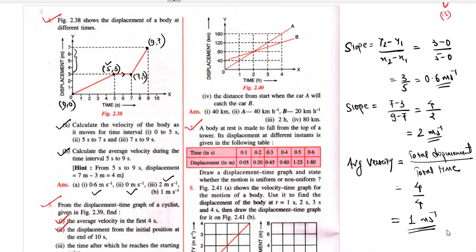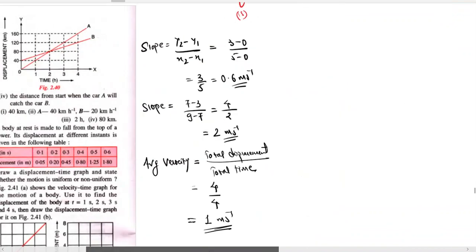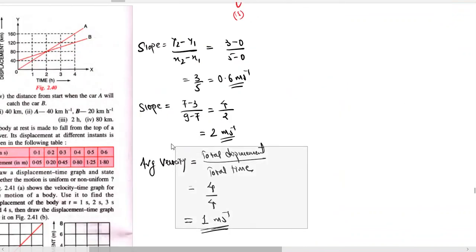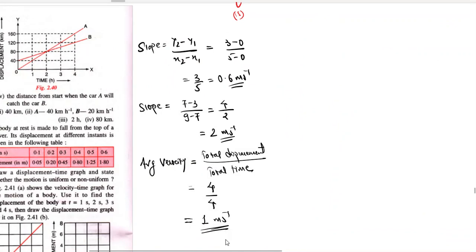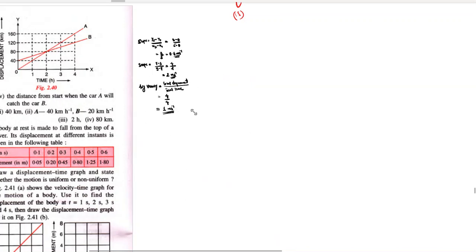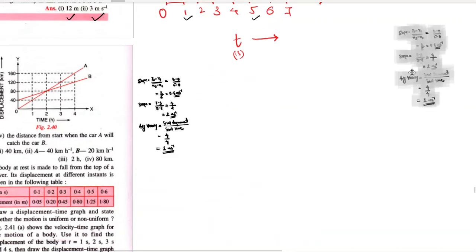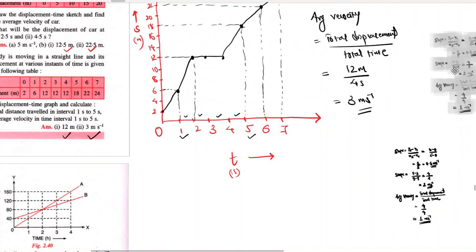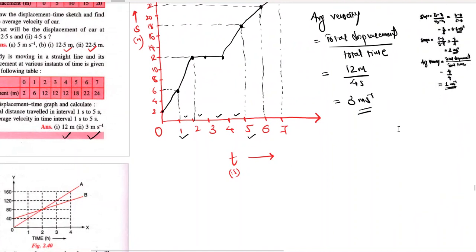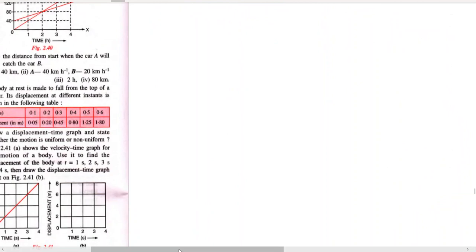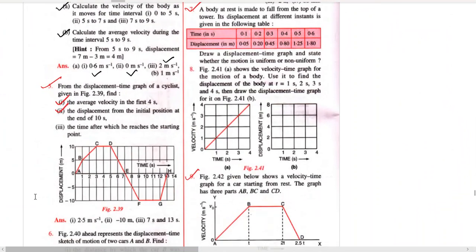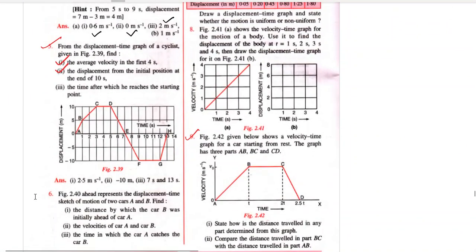Next doubt is question number 5. Let's make some space before we do question number 5. I will just move this. I hope you are noting down everything. That's important. Question number 5.